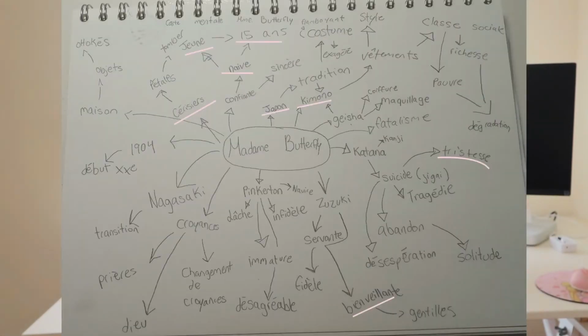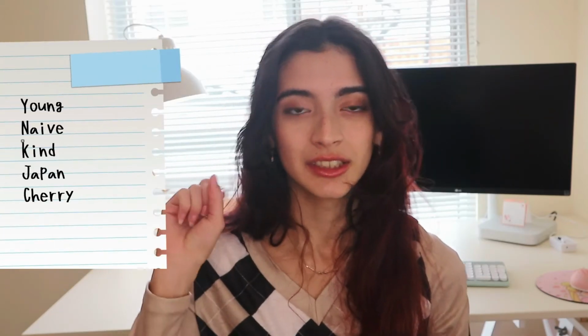In order to have clear ideas of the design I wanted to achieve, I made this mind map. The main keywords that I saved were young, naive, kind, Japan, cherry blossom, kimono, sadness.